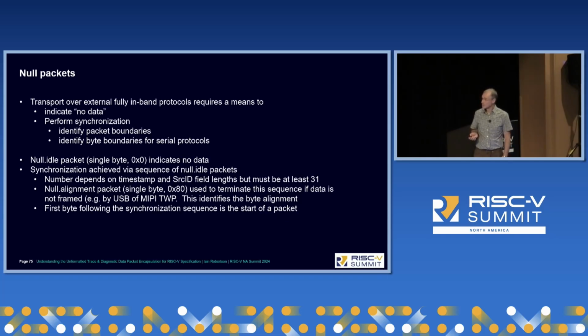All right? So you don't need to send that at all if the data is going over a data stream which is already composed of bytes, or if that data is in turn being encapsulated by something else like USB or the MIPI trace wrapper protocol. You don't need to be able to identify the byte boundaries. But it gives you the flexibility to do all of those things.